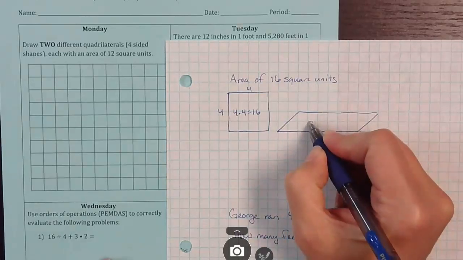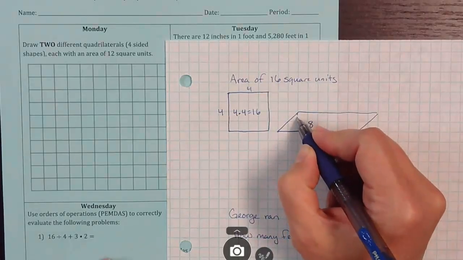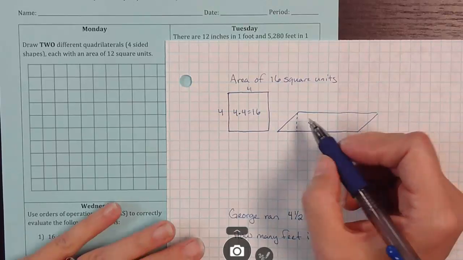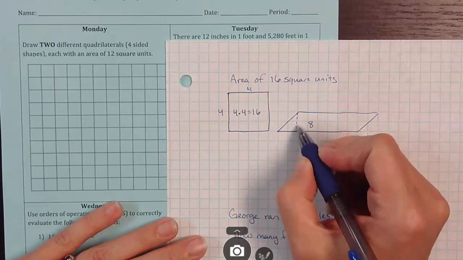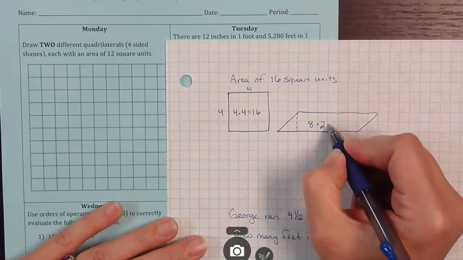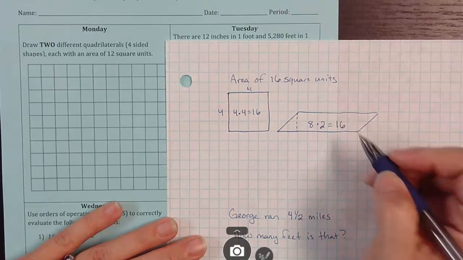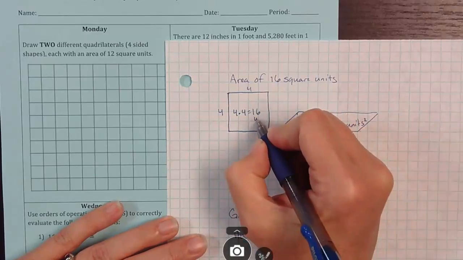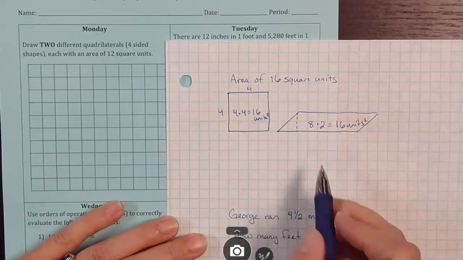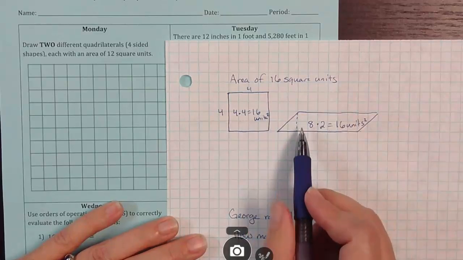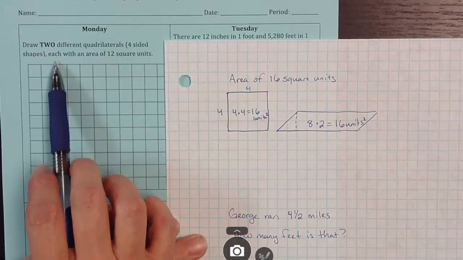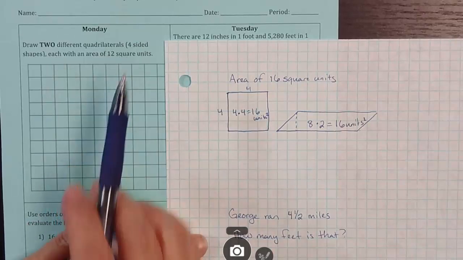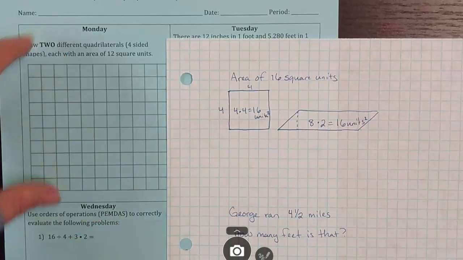This side is 8, and I know that the area of a parallelogram, which is probably something you might have forgotten from 6th grade, is base times height, and my height is 2. So again, I have 16. Ooh, I should label both. Units squared. Okay, this shows my work so that I know the area. So give me 2 shapes that have 12 square units for their area. That would be Monday's homework.